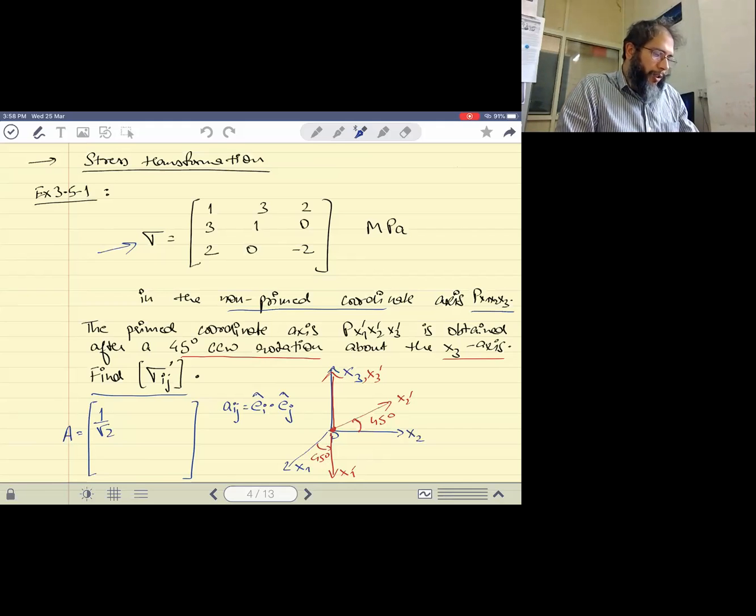In case there's any confusion, please feel free to ask questions. Now the next one is A12, that is the angle between x1 prime and x2. Again, this is 45 degrees, so we have a cos 45 in this case. If you are using theta instead of 45, then you can use this as sine theta. We can make it more general, but for now we'll just write this as cos 45, which is 1 by root 2 again.